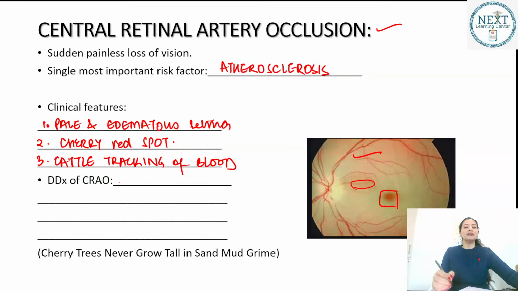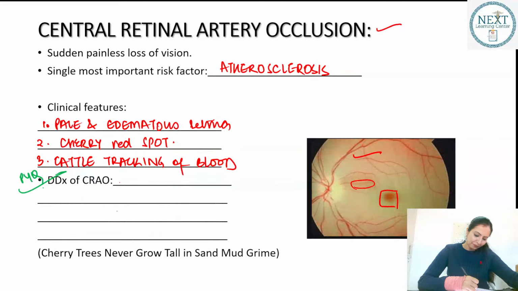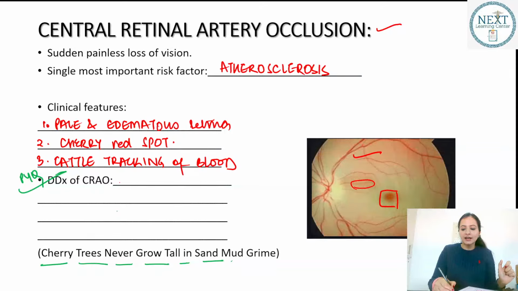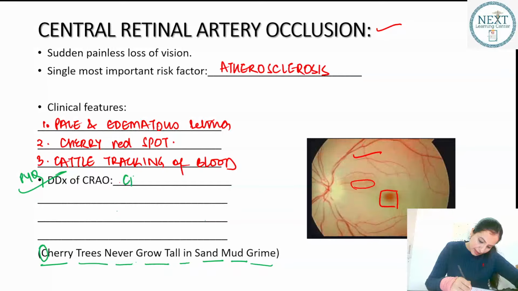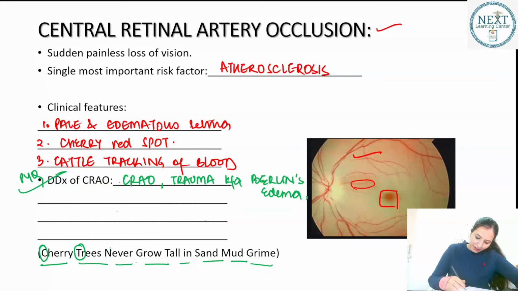Now if you ask me the differential diagnosis of CRAO, again a previous year question. The mnemonic for this is cherry trees never grow tall in sand, mud, grime. Cherry, C, is CRAO. Trees, trauma, which is also known as Berlin's edema. So whenever you have a trauma and you get a cherry red spot on the retina, you will call it Berlin's edema. N is Niemann-Pick.